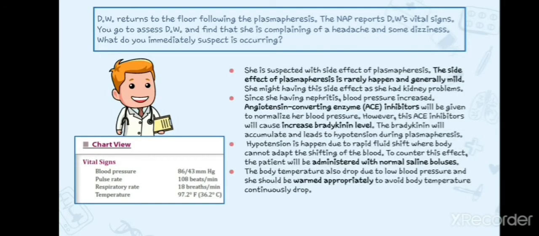After checking the patient's vital signs, she is suspected of having a side effect of plasmapheresis. The side effect is rare but it can happen. Since she had a history of nephritis, her blood pressure increased and an angiotensin-converting enzyme (ACE) inhibitor was given. However, this ACE inhibitor will increase the bradykinin level. Accumulation of bradykinin will lower blood pressure during plasmapheresis. Hypotension can also happen due to rapid fluid shift during the treatment. The body temperature will also affect it. To counter this effect, normal saline boluses will be given and the patient kept warm.